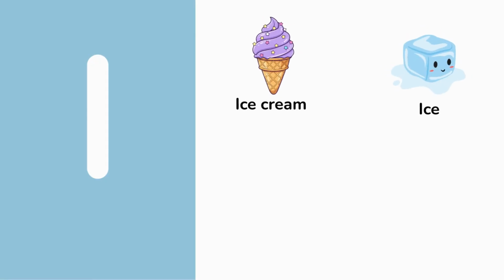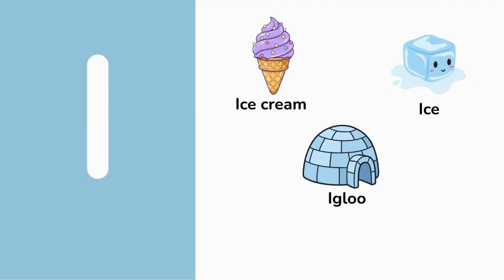I. This is letter I. Can you say I? I. I is for ice cream. I is for ice. I is for igloo. I is for ink. I is for island.